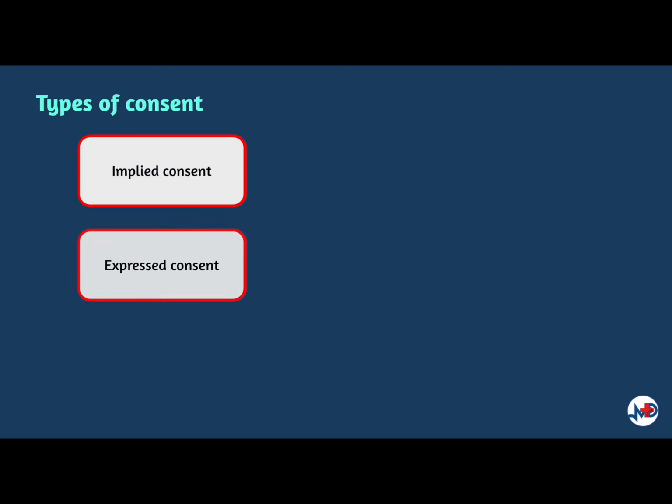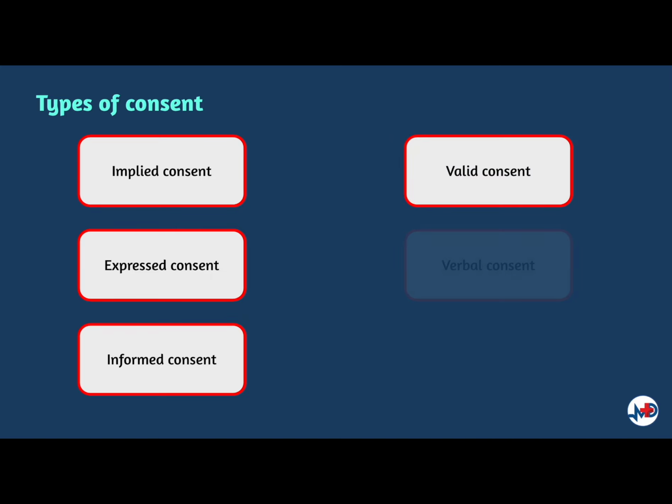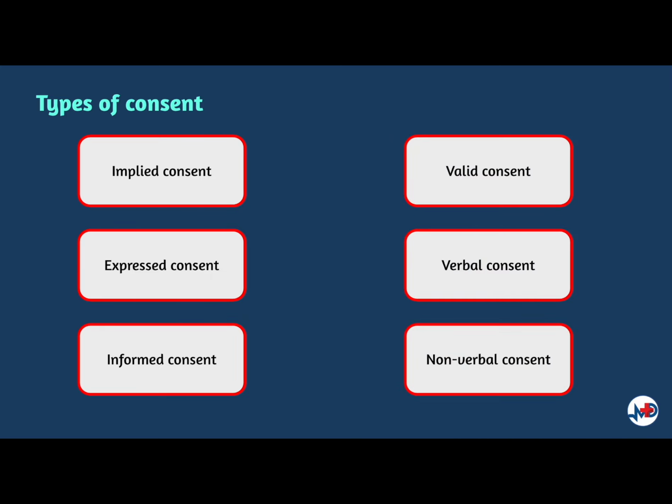Let's look at the types of consents that are available. Implied consent is a form of consent that is not expressly granted by a person, but rather inferred from a person's actions and the facts and circumstances of a particular situation, such as by a person's silence or inaction. Expressed consent may be in oral, non-verbal, or written form, and it's clearly and unmistakably stated.